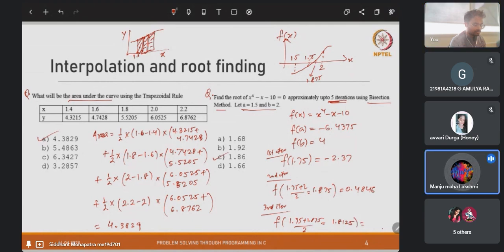Sir, how do you get 0.4846? It is basically f of 1.875, where you put the value of 1.875 in f of x, which is x to the power 4 minus x minus 10, and you get that.